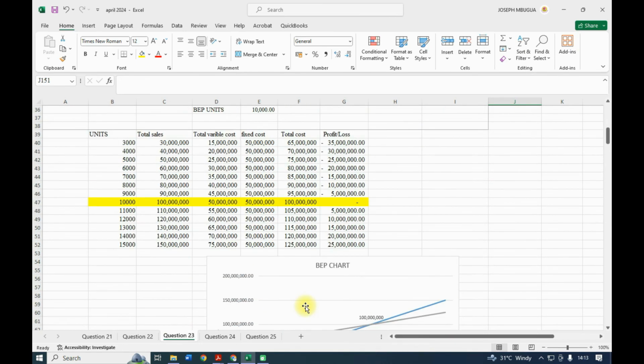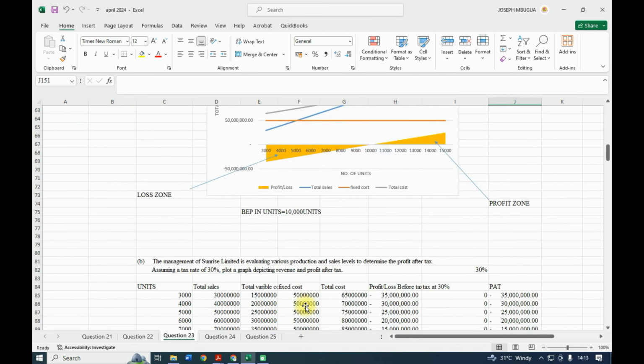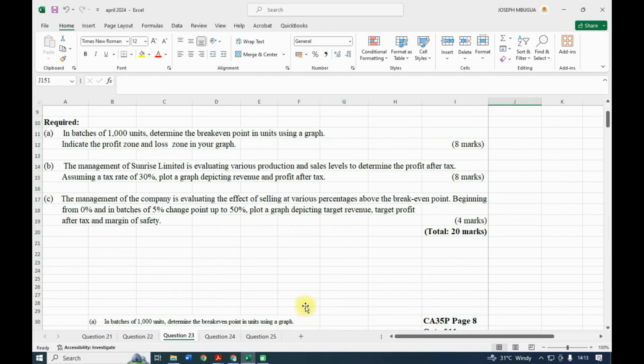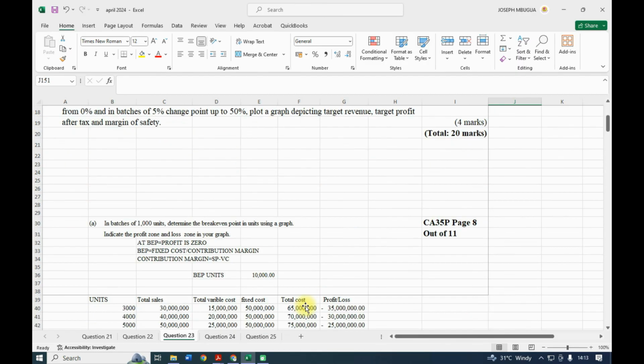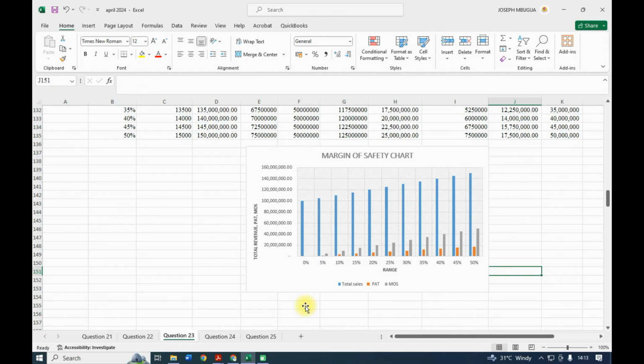Yeah, and remember the question was having how many marks? It was having 4 marks. Only 4 marks. So the one that had many marks is A for 8 and B for 8. So this one was just having those 4 marks. And that's all for that particular question, number 23, which was testing on management accounting.